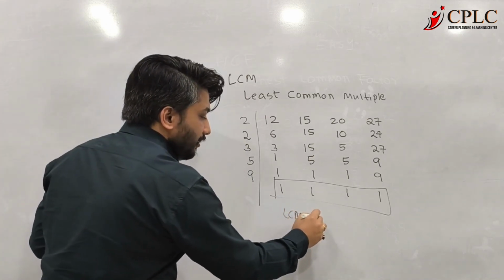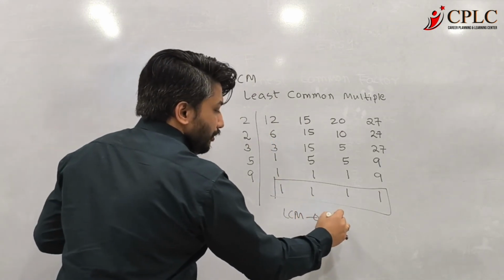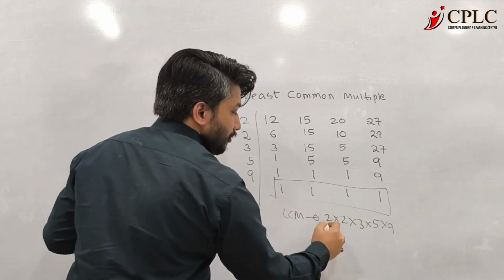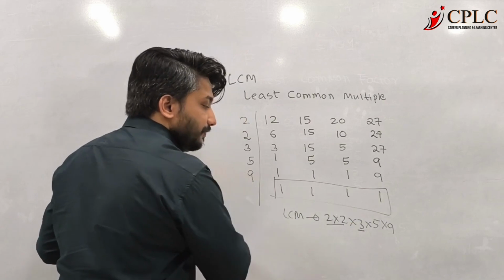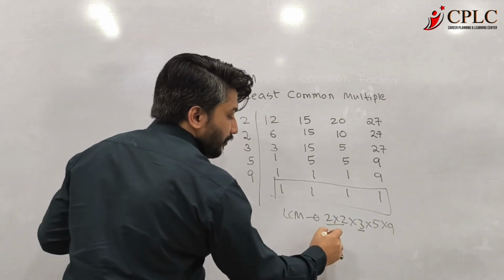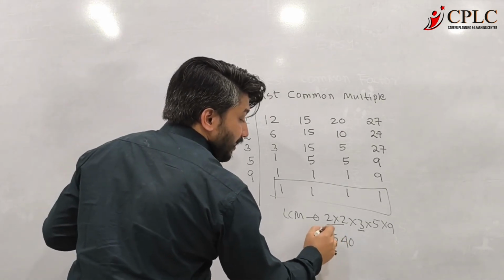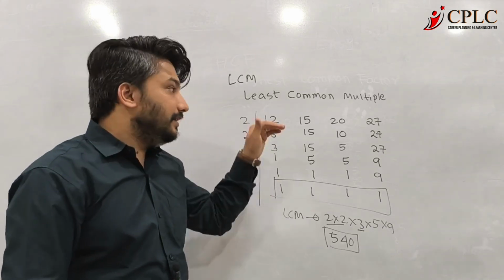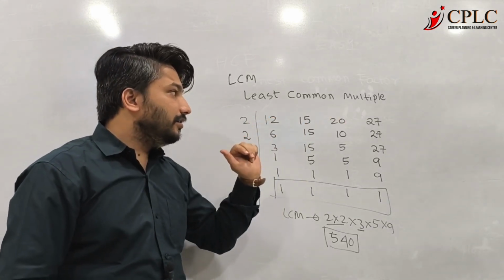So when we do that, multiplying all of these, 2 into 2 into 3 into 5 into 9 will be there. So this will be 4, 4 3s are 12, 12 5s are 60, and 60 into 9, 6 9s are 54. So the answer should be 540 when we calculate the LCM of 12, 15, 20 and 27.